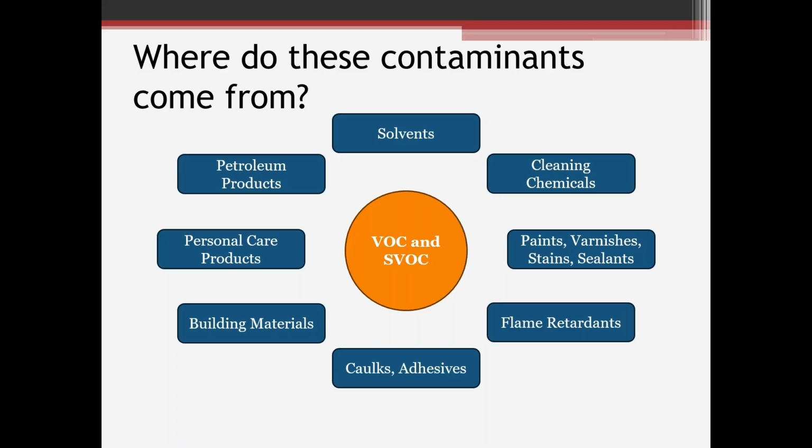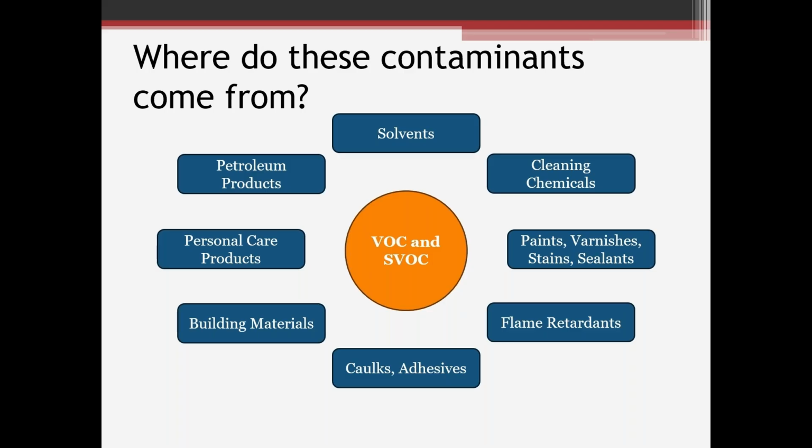As far as volatiles and semi-volatiles, your VOCs and semi-VOCs, where do these things come from? Well, these are compounds that have carbon and hydrogen atoms in different mixtures and chemical makeups, but ultimately are used for solvents, cleaning chemicals, petroleum products, a lot of different things that we use every day that these help to manufacture and produce. Personal care products, building materials, caulks, adhesives all have VOCs, semi-VOCs.